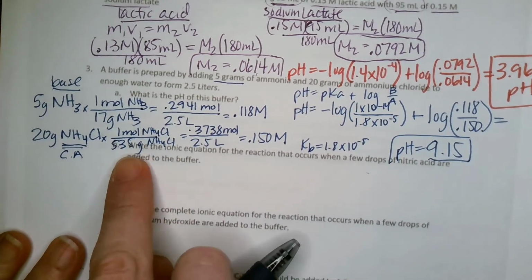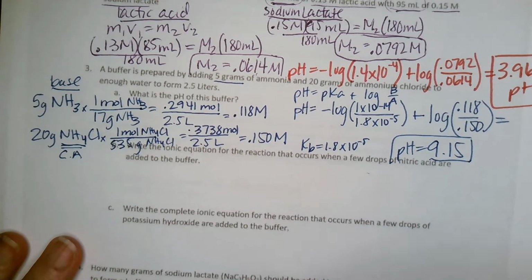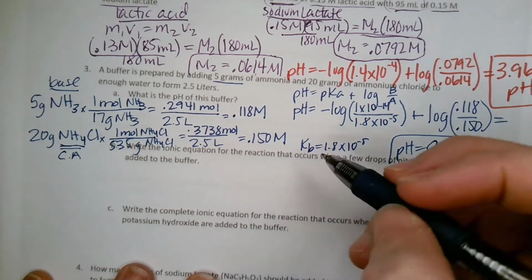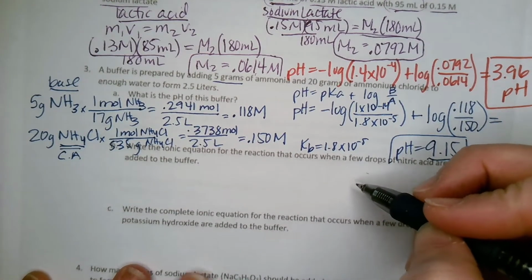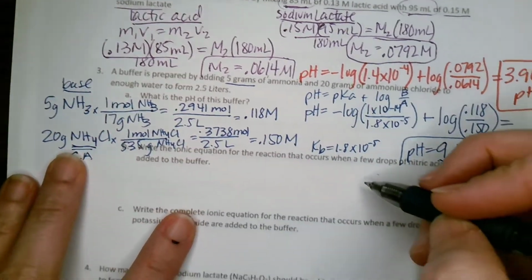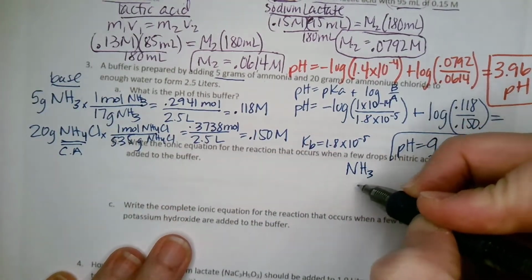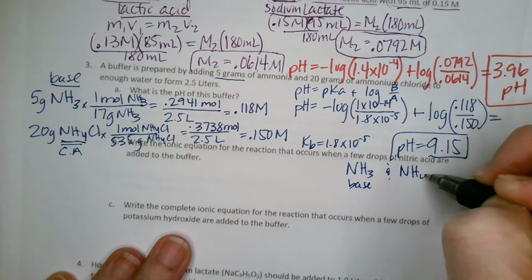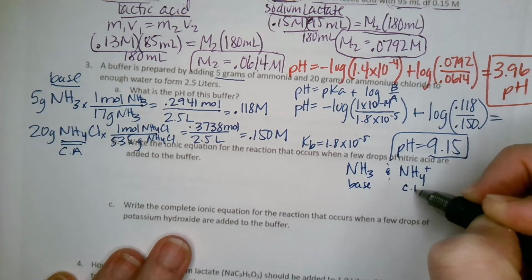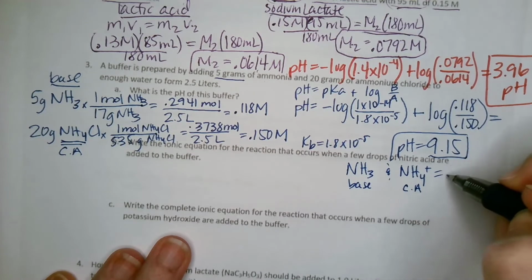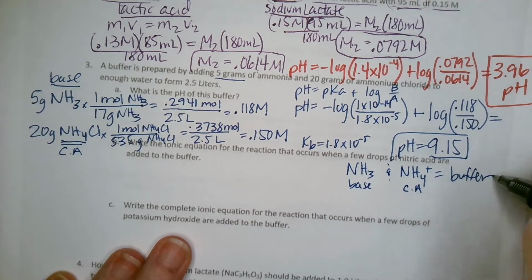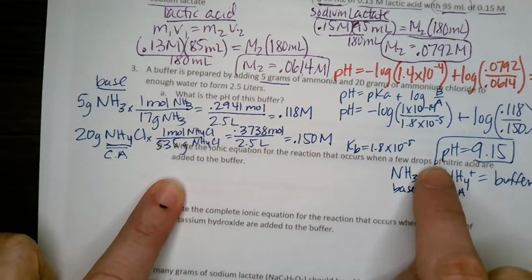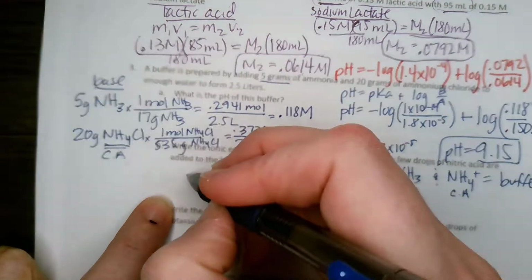This next one says, write the net ionic equation for the reaction that occurs when a few drops of nitric acid are added to the buffer. So let's think about what our buffer is. Our buffer, right up here, is made up of NH3, which is our base, and NH4 plus, which is our conjugate acid. All right, so this is our buffer solution. So we're adding nitric acid, which is HNO3.